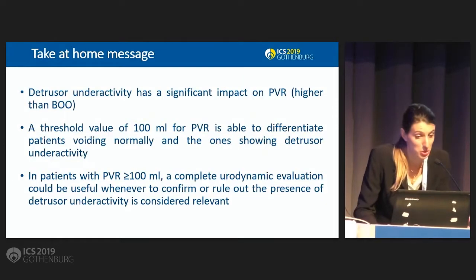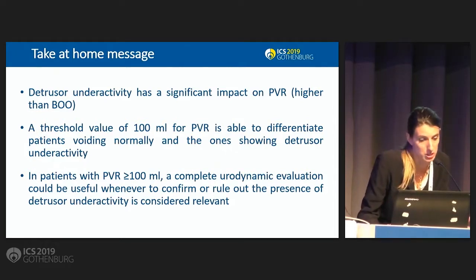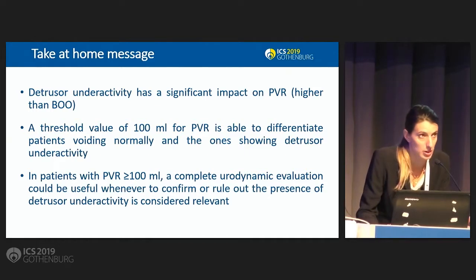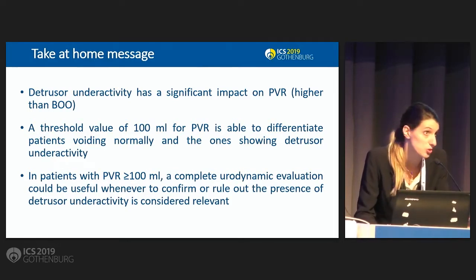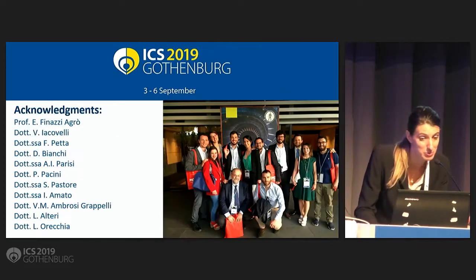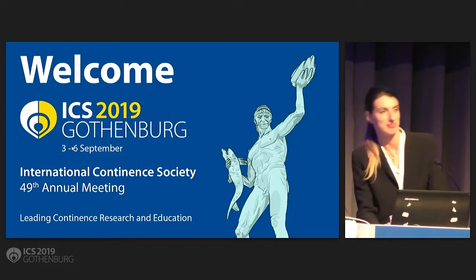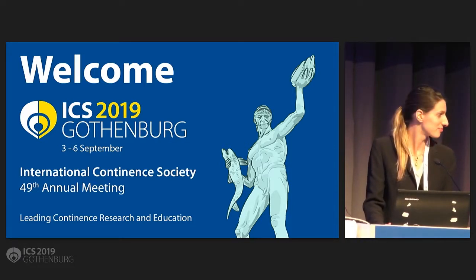So, to conclude, we can say that the detrusor underactivity has a bigger impact on the PVR than the bladder outlet obstruction. And the threshold value of 100 milliliters for PVR is a good value to differentiate patients voiding normally from the ones showing detrusor underactivity. In this group of patients, a complete urodynamic evaluation could be useful whenever confirming or ruling out the presence of detrusor underactivity is considered relevant. So, thank you for your attention. We're open for questions.